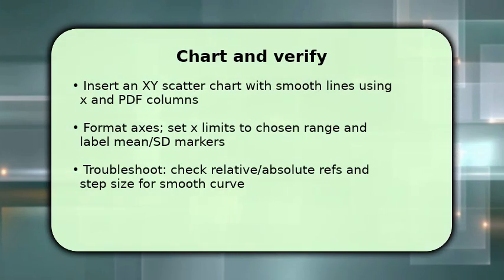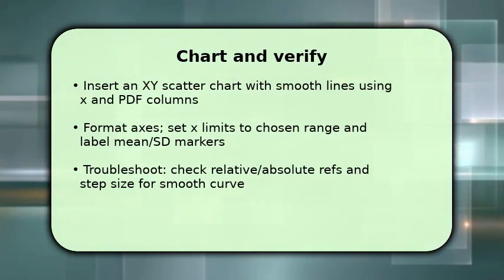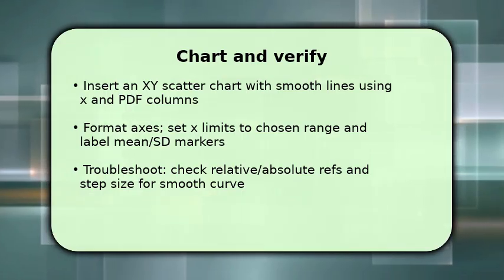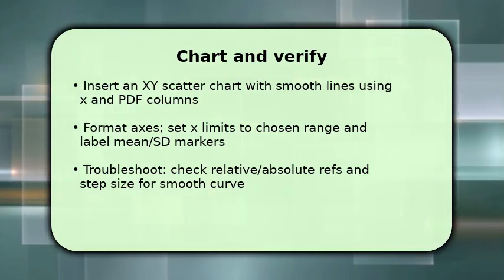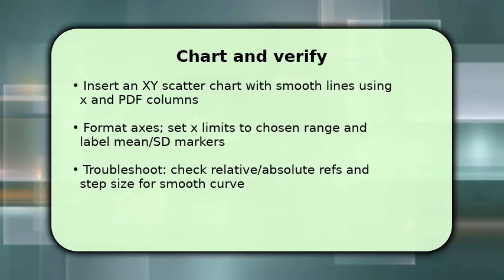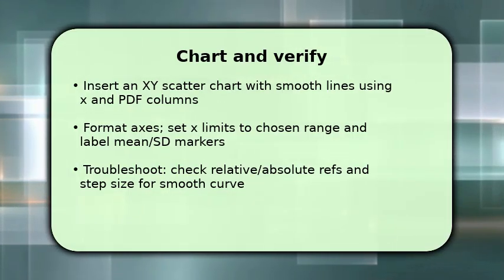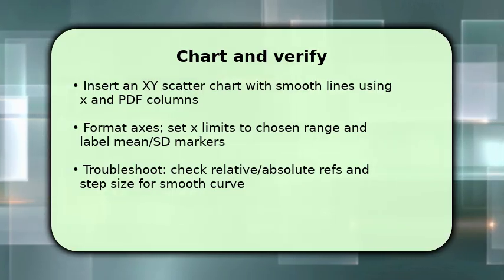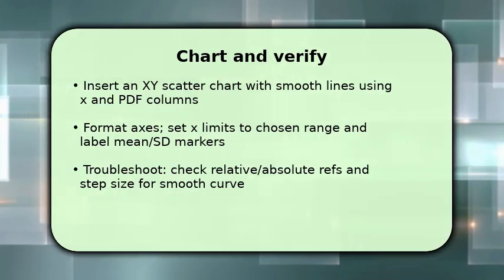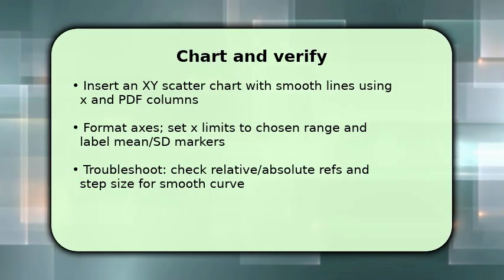Finish by turning numbers into a chart that confirms everything looks normal. Select the X column and the PDF column, insert an XY scatter with smooth lines so the curve is continuous, and adjust axis limits to your chosen range. Add a vertical line or marker at the mean and optionally at mean plus or minus 1 SD for context.